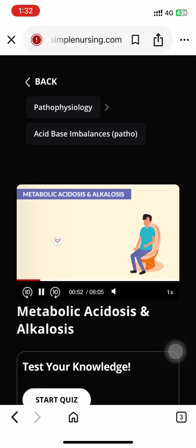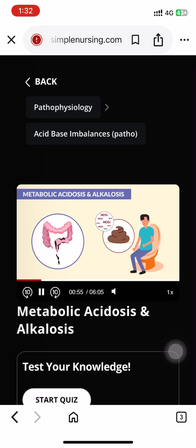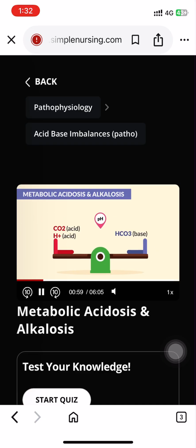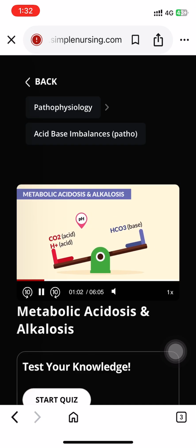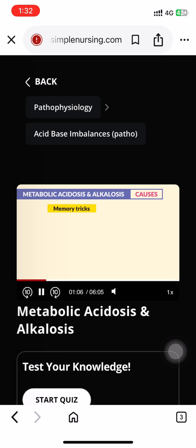So say the client has diarrhea and they poop out all their base from the body and into the potty. What are we left with? Only acid. So the body goes into acidosis. Okay, now our memory tricks are really fun here, so pay close attention.